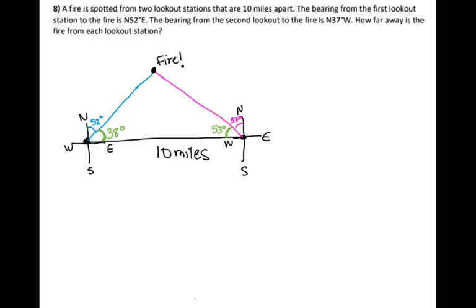And of course, anytime I have 2 angles, I can go ahead and solve for the third angle because the angles in a triangle add up to 180. So I have 180 minus 38 minus 53 gives me 89. Now, if I look at my triangle, I have an angle and its corresponding side because I have the 89 and I have the 10 miles, which means I'm going to use law of sines. Now let's go back and read the question. How far away is the fire from each lookout station? So I want to find this distance. So that's station number 2 to the fire. And I also want to find this distance, station number 1 to the fire.